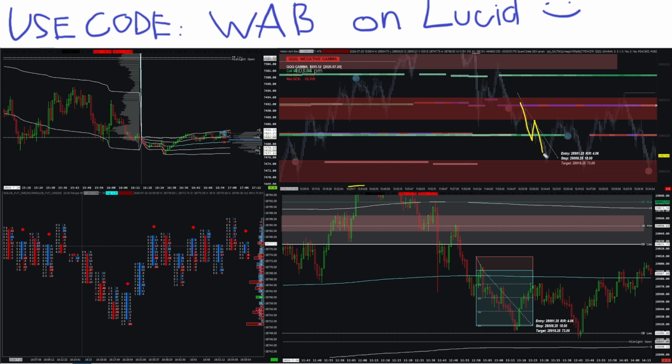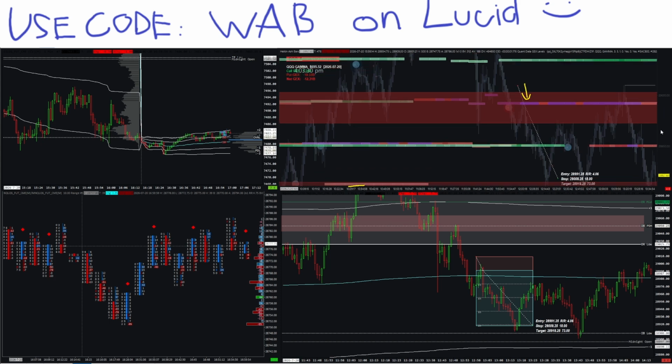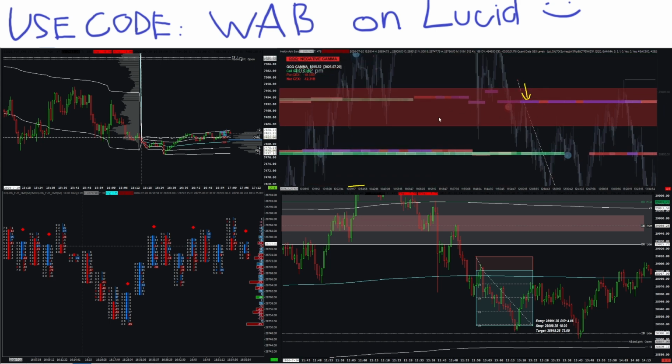Boom, 72 points. And yes, that was what I call a perfect trade. I also mentioned these GEX levels, which are also a confluence right here. My GEX levels have different colors, going from red to purple. Purple is the strongest color, which means price should respect it way more than the other colors.